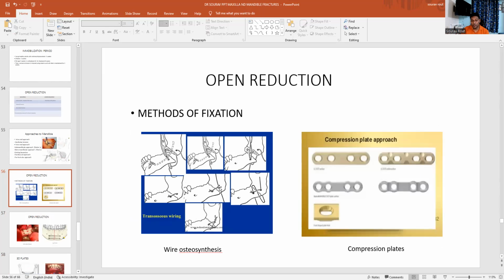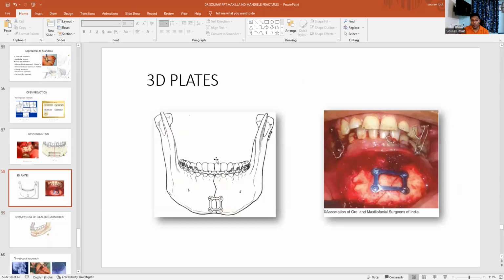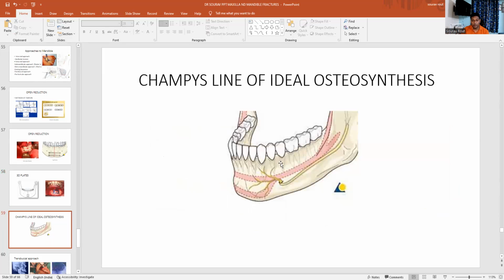Various methods of fixation: it can be wire osteosynthesis. As you can see from the picture, transosseous wiring can be done. We can use the compression plates, or nowadays mini plate fixation can be done in the fracture of mandible. Lag screws are generally done in the anterior region of the mandible. Nowadays, we have recent advances such as using 3D plates, which you can see from the picture, we can reduce the fracture in a three-dimensional way.